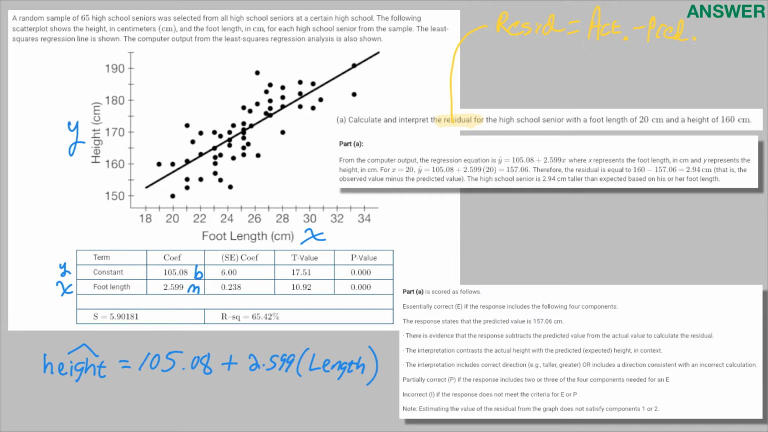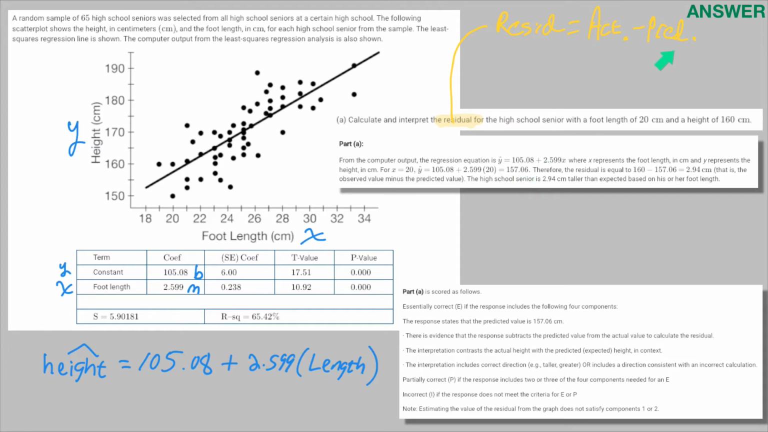So first step in the answer is knowing what a residual is. Residual is the actual minus the predicted. So if I take 20 centimeters as an input, I need to get the predicted value by plugging 20 into the equation of the line. Using the output, if y is the height and x is the foot length, this row here, foot length, is the x, and the slope goes next to the x term. And then the top line, constant, is the y-intercept. So the regression equation is y-intercept plus 2.599, which is the slope, times the length. If you plug 20 into that regression equation, you wind up with 157.06.